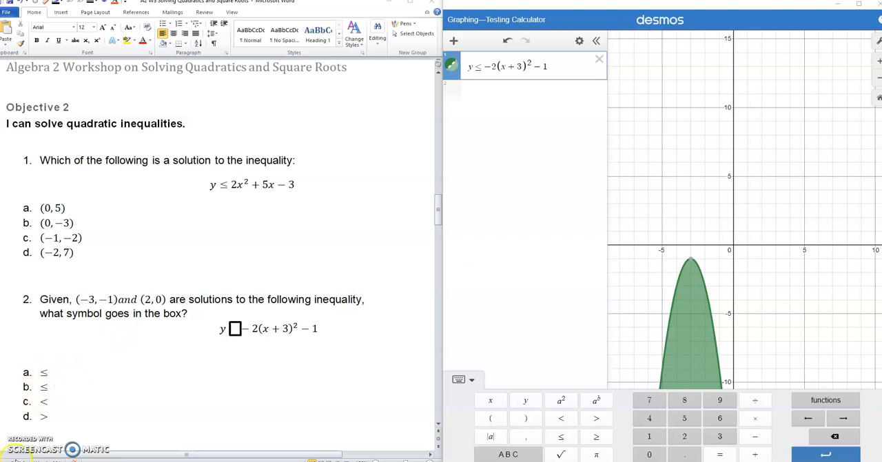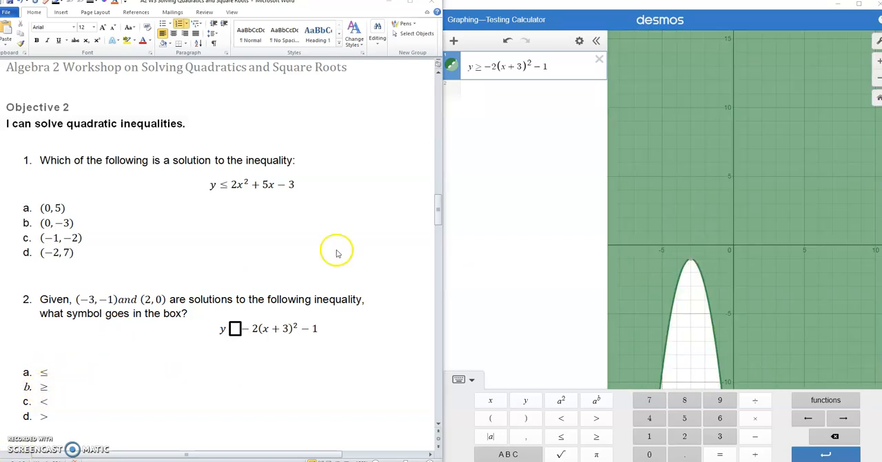Go ahead and try the next one. Alright, so the next symbol is greater than or equal to, so I have that there. Let's examine it. With that, my negative 3, negative 1 is still in the shaded area or along the line, which is solid, which means that that is a solution. And I have 2, 0 right here, which is also part of the shaded area. Therefore, your answer is letter B.